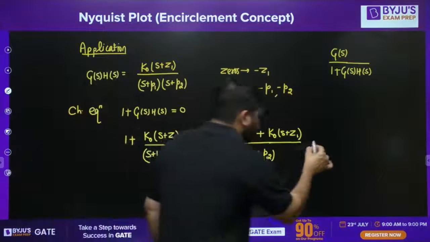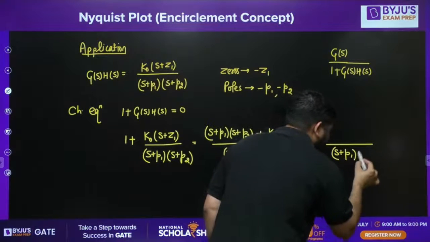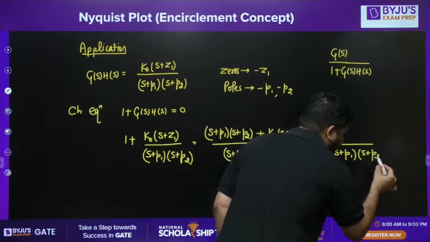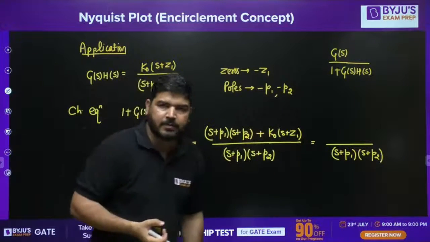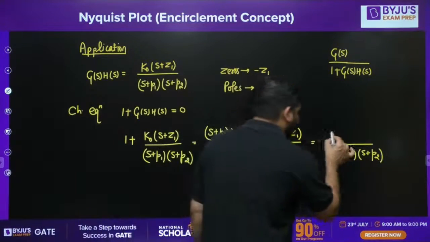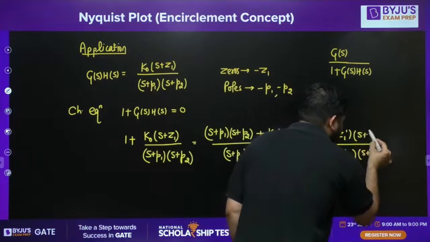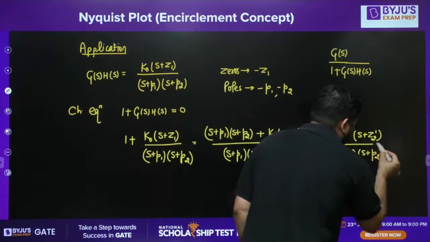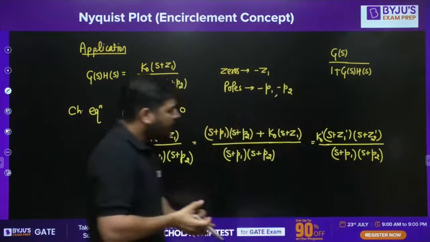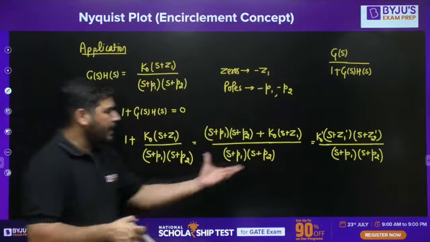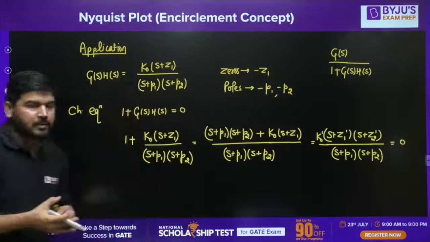Let me simplify this. The denominator is (S plus P1)(S plus P2). In the numerator, we have a quadratic equation. So again, there will be two roots of this equation. So I'm writing it like this: (S plus Z1 prime)(S plus Z2 prime), and there is some K naught prime, a constant value. Okay. So you can say that this is the characteristic equation. Yeah, you can put it equal to 0. This is the characteristic equation.